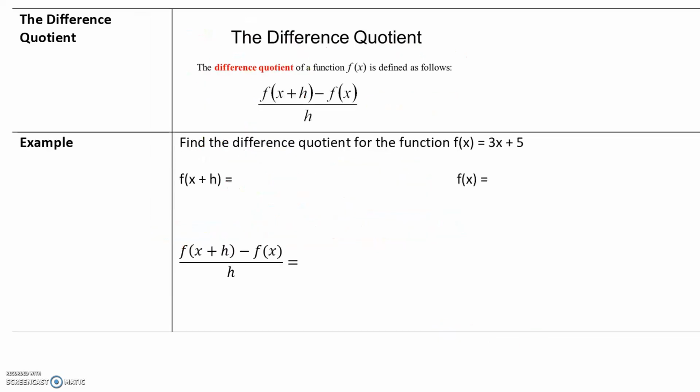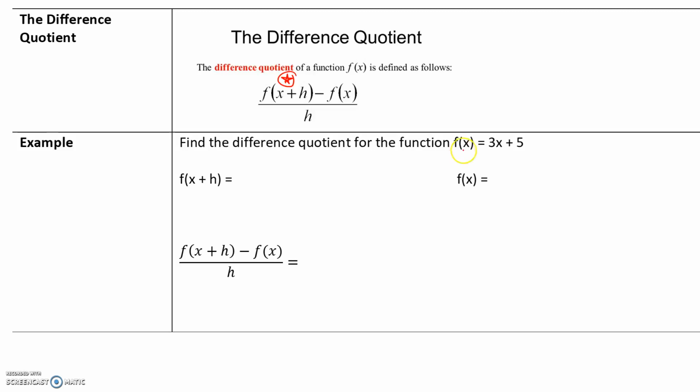Okay, we're going to now talk about an important topic that's going to come up later on called the difference quotient. The difference quotient of a function f of x is defined by the following formula: f of x plus h minus f of x over h. So we have to first find out what is f of x plus h. We know what f of x is, that's given to us. So the main thing we have to figure out is what is f of x plus h.